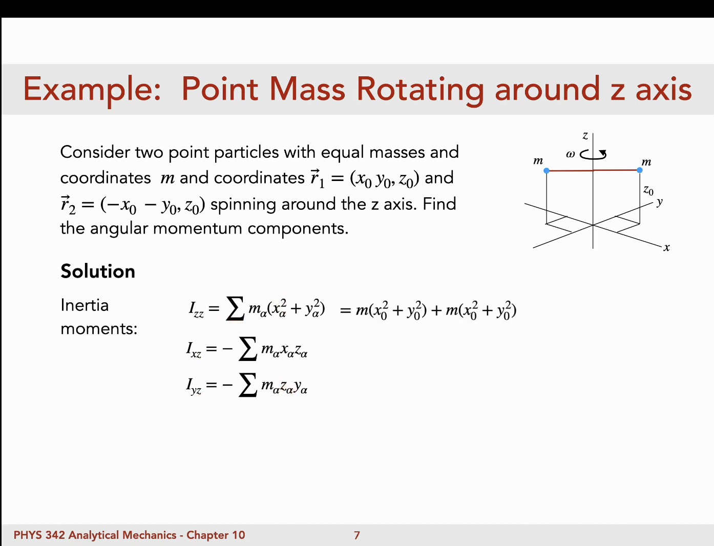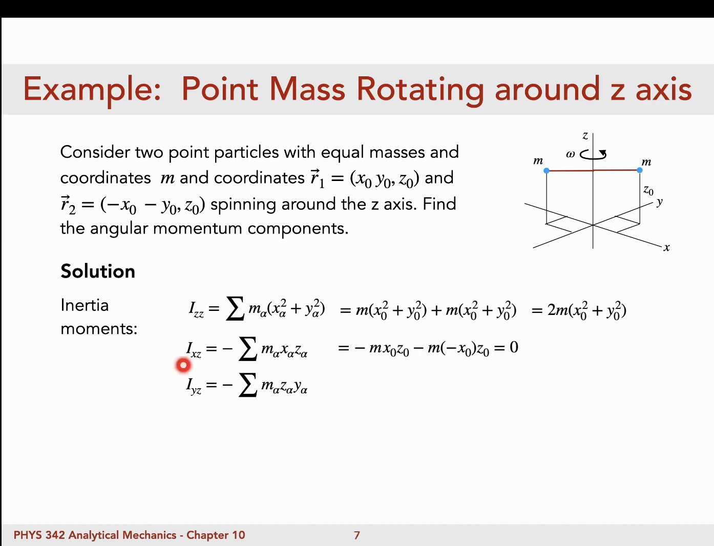So the summation is over our two masses. So for the first mass, it's m times (x naught squared plus y naught squared). Because these are squares, the negative signs will just get squared, and these will be the same. So the answer is just going to be 2m times (x naught squared plus y naught squared).